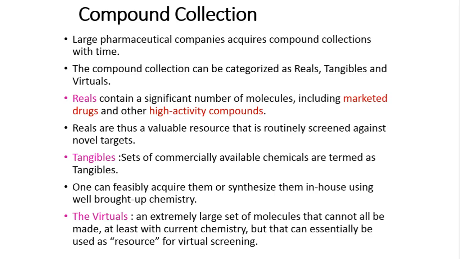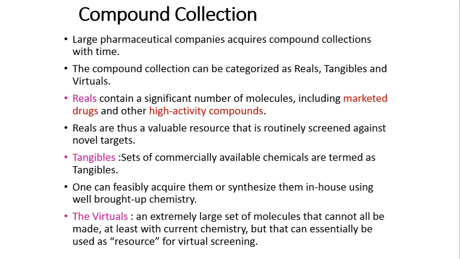Okay, so these reals are thus a very valuable source, and those are usually routinely screened against a novel target, to find out if they are active in a novel target as well. This process is called drug repurposing, wherein you try to check if an existing drug can be repurposed to treat some new disease or not. And usually most of the time things also work in this way.